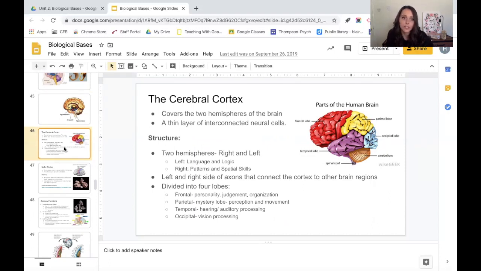But it's going to have those different lobes. You're going to have the frontal lobe, parietal lobe, occipital lobe, and temporal lobe. Frontal lobe is personality, judgment, organization. Your parietal lobe is going to be perception and movement. Your motor cortex is going to be there. Your temporal lobe on the side is going to be a lot of hearing and auditory processing. And then your occipital lobe, which is in the back, is going to be your vision. So if you have a headache in the front, it's not your eyes that are hurting, right? If your eyes are hurting, it would be in your occipital lobe in the back.